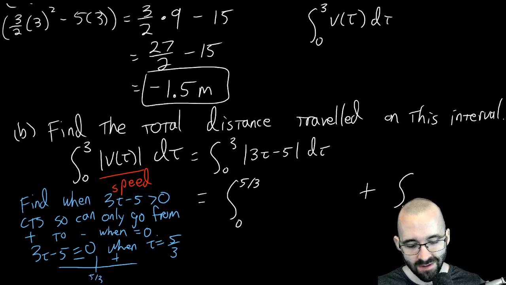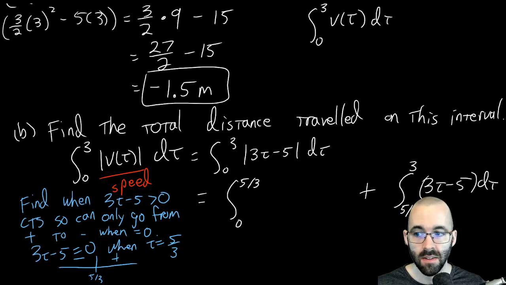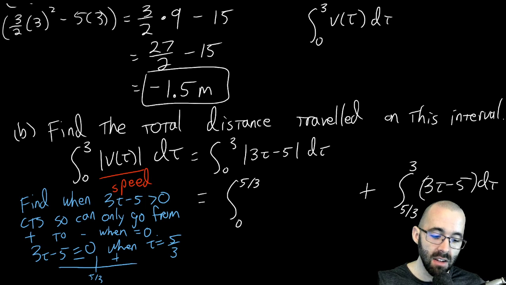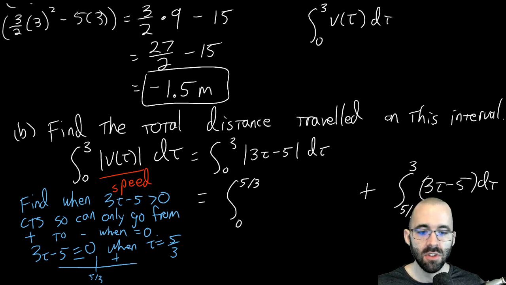Thirds. 5/3. So it's positive on this second interval, right? It's positive to the right. If it's positive, the absolute value becomes redundant, and we just get this. If it's negative, if we know something's negative, then the absolute value of it is just the negative value.